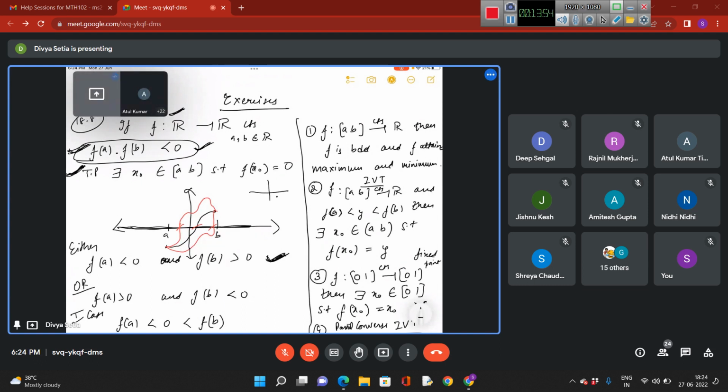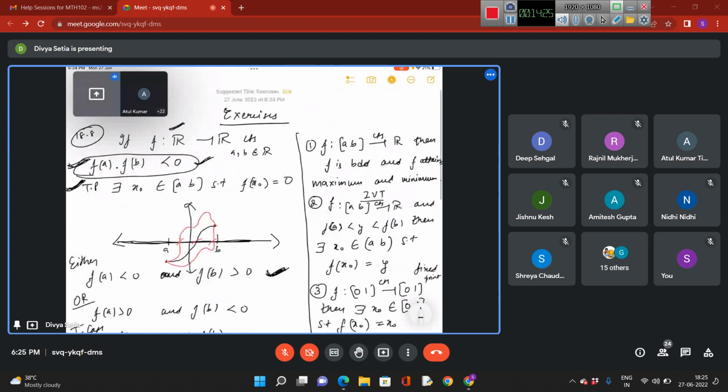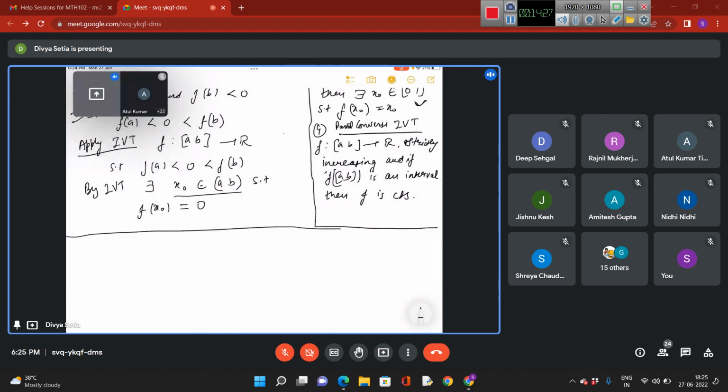Because it's so natural, right? If you have a point below the x-axis and a point above the x-axis, and it's a continuous function, then it has to cut the x-axis. Otherwise it cannot reach the point above. So these exercises are obvious statements, but you need to prove them. Fine, so let's move ahead.